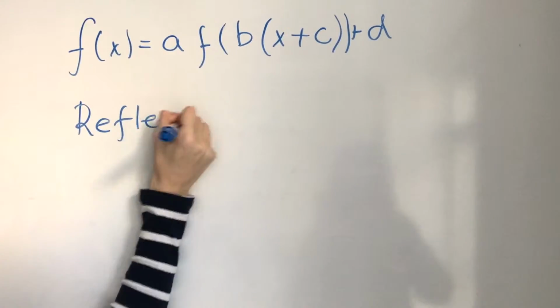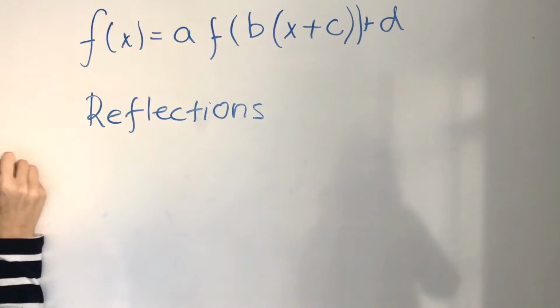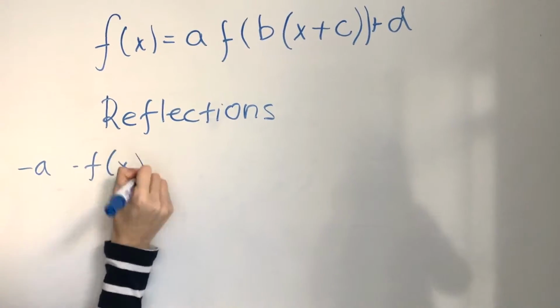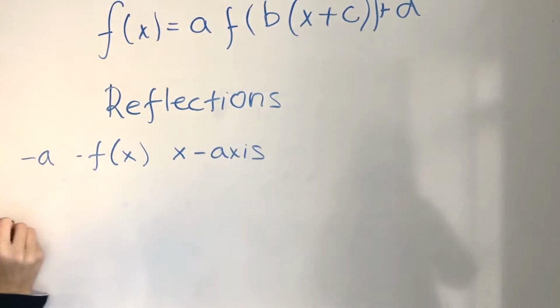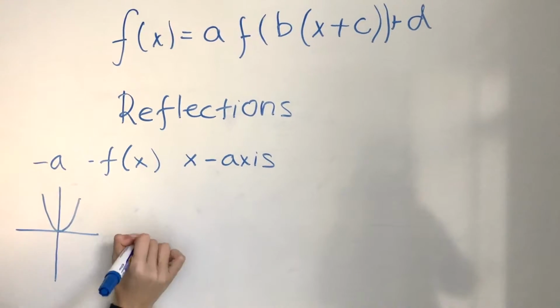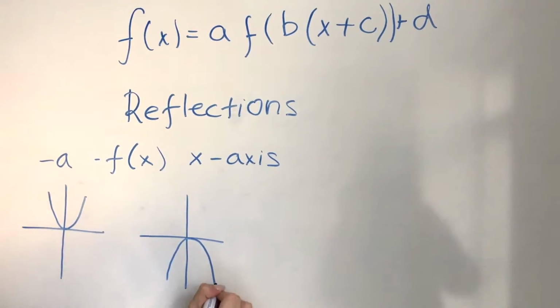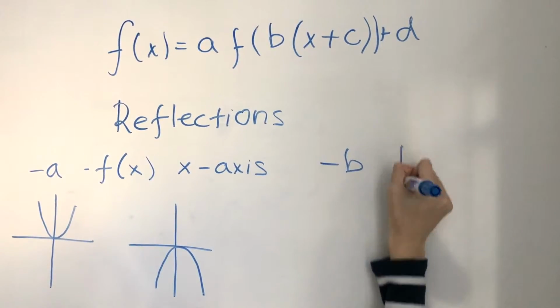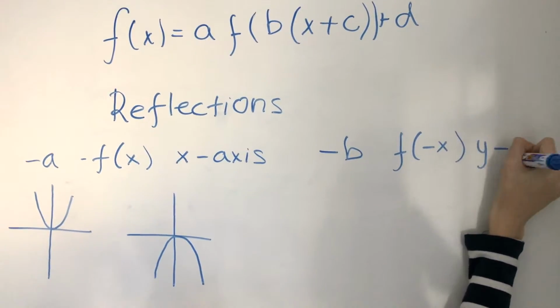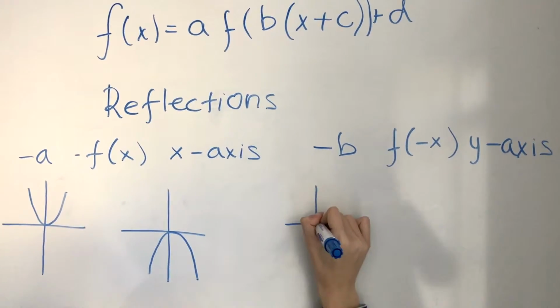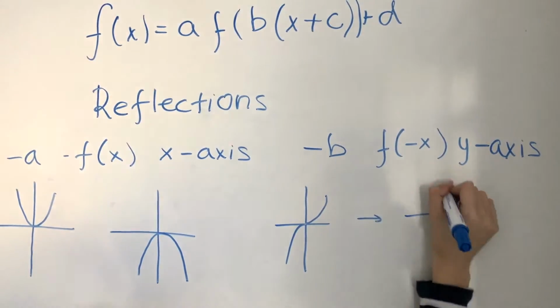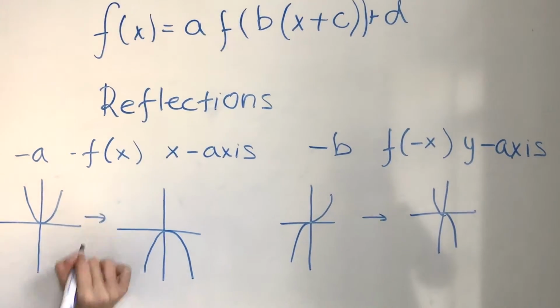The next transformation considered is the reflection over the x and y axis, seen for the sign values of a and b, positive or negative. If a is negative in negative a times f of x, then the graph is reflected over the x-axis, where every point above the x-axis will be reflected to below the x-axis. If b is negative in f of negative b times x, then the graph is reflected over the y-axis, meaning that every point to the right of the y-axis will be reflected to the opposite side.